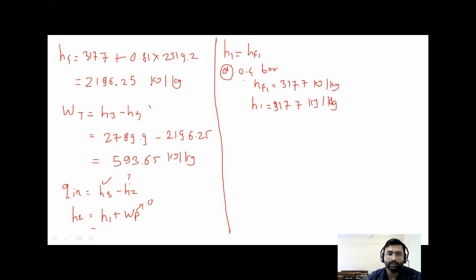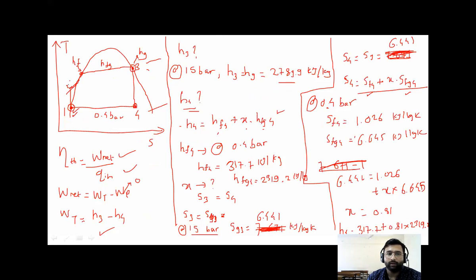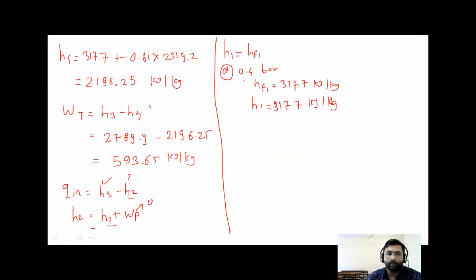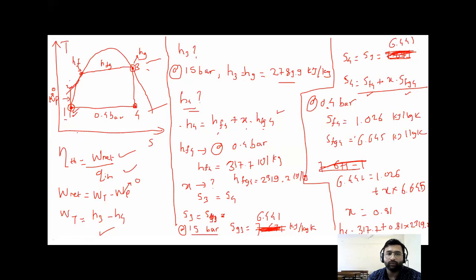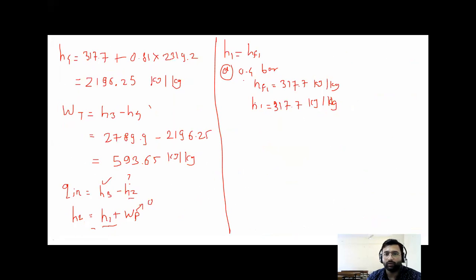Once again, pay attention here. How to calculate H2? H2's formula is the enthalpy at point 1 plus the pump work. In this case, they have told us to neglect the pump work, so pump work is 0. Ultimately, H2 will be equal to H1. H1 is the enthalpy at 0.4 bar in saturated liquid condition. So H1 comes out to be 317.7. This is equal to H2.